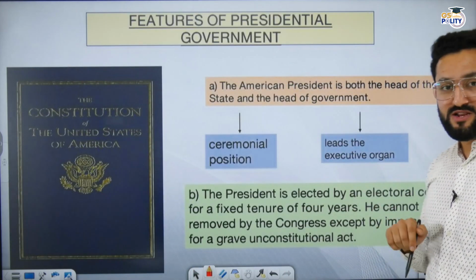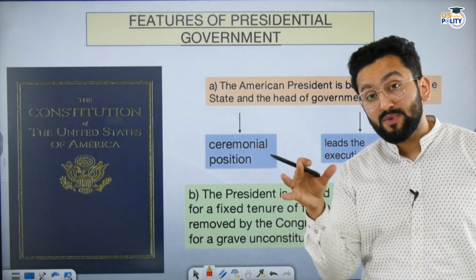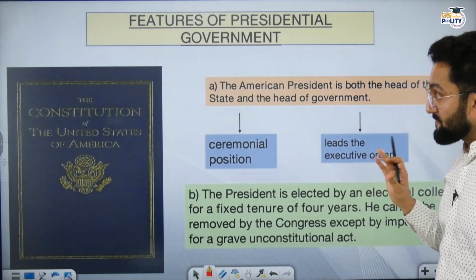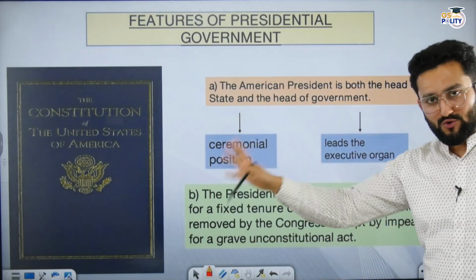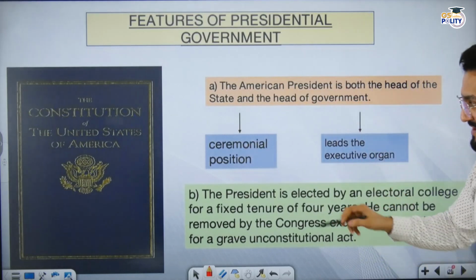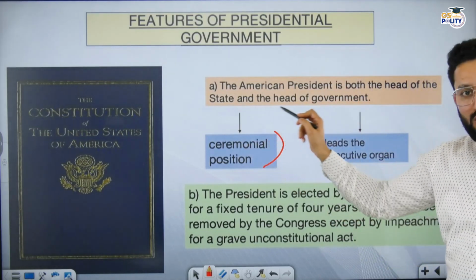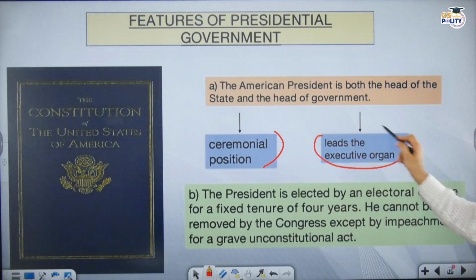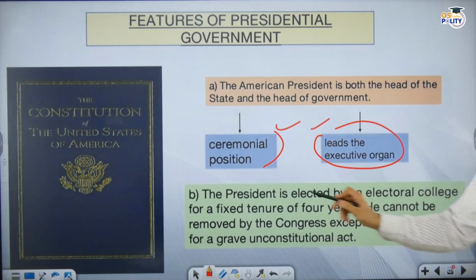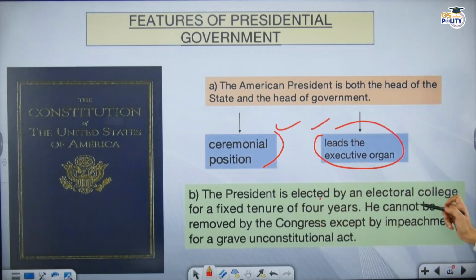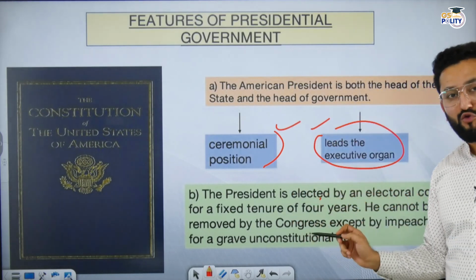Now, features of the presidential form of government. This is important because matchmaking kind of questions are asked. The American president is both the head of the state and the head of the government. I've just told you in the case of Joe Biden, the ceremonial position is called head of the state and the executive organ is called head of the government. So both are the same. Now, the president is elected by an electoral college for a fixed tenure of 4 years.